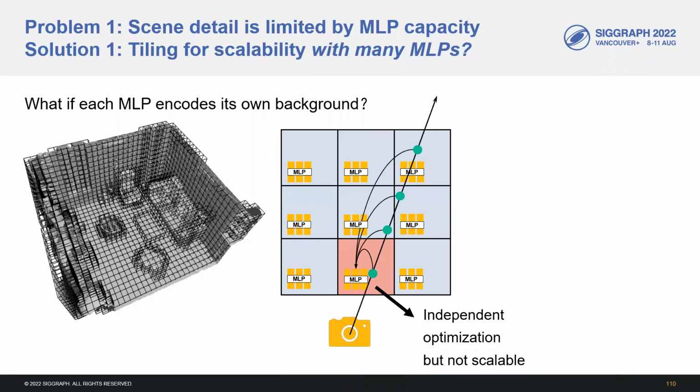Okay, what if each MLP could somehow encode its own background? The background being these points here, right? That would break the dependence. Right? I would be no longer dependent on other tiles when I cast a ray, right? So it's now independent in its optimization, but it's still not scalable because the number of points is unbounded. Well, it's bound by the size of the scene, but the scene is big. Okay. All right, so here's the cheat.